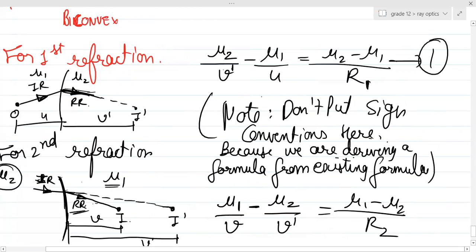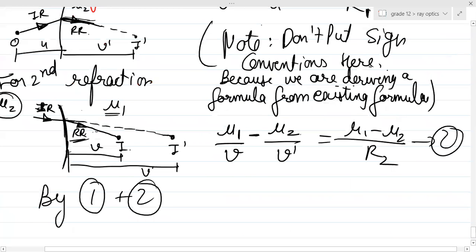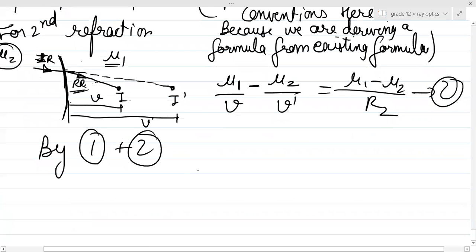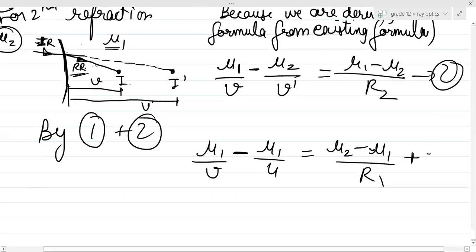Now this is equation number 1, this is equation number 2, add them. So by 1 plus 2. Can you see mu 2 by v dash is negative over here and mu 2 by v dash is positive over here, so it will get cancelled out and it will become mu 1 divided by v minus mu 1 divided by u is equals to mu 2 minus mu 1 by r1 plus mu 1 minus mu 2 by r2. Okay, so this equation gets formed.